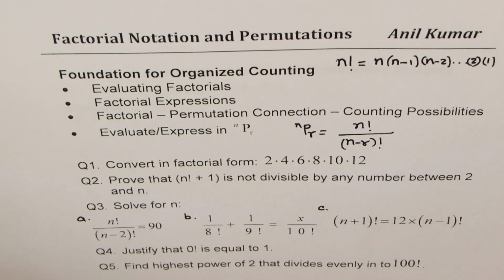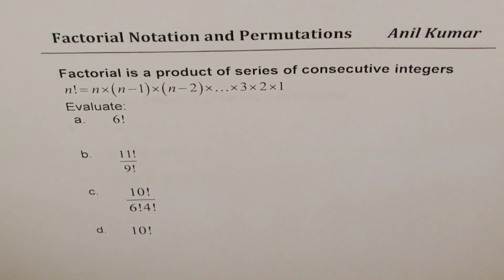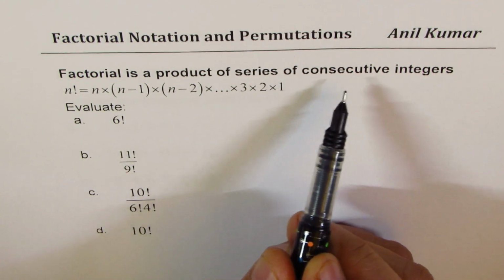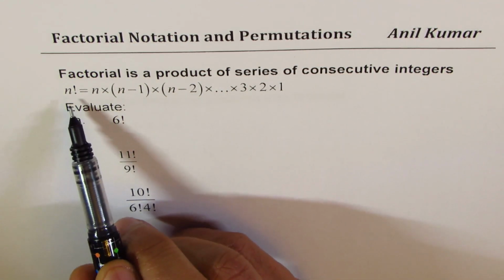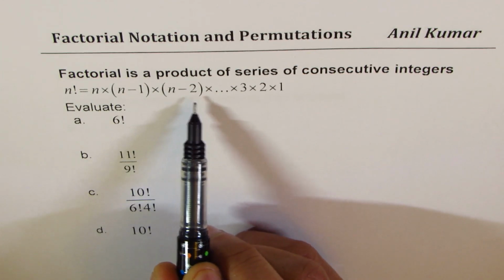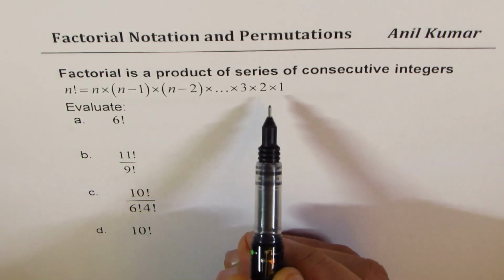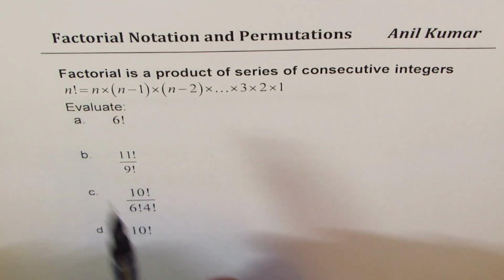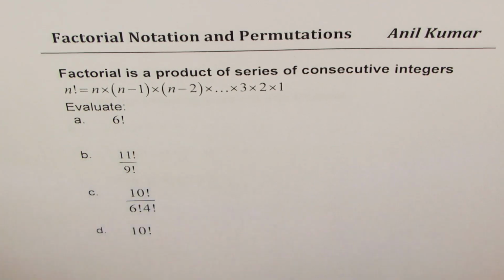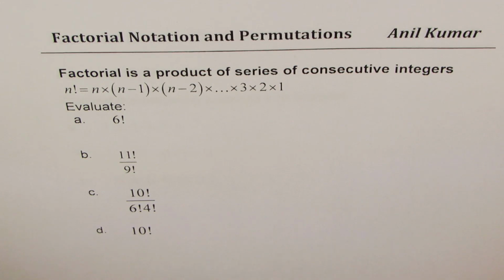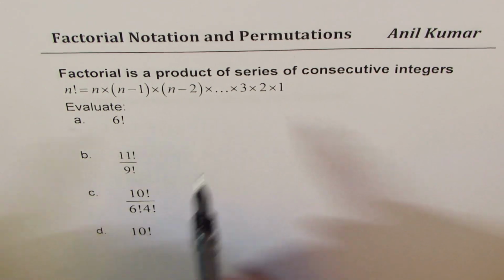But let us first understand the basics about factorials. Factorial, as I said, is a product of a series of consecutive integers. n factorial can be written as n times n minus 1 times n minus 2 times, and so on till 1. Or you could write it in the reverse order, 1 times 2 times 3 times, and so on till n. Now let us see how to evaluate these factorials. We'll also see how to use a calculator to evaluate, since these can be very big numbers.